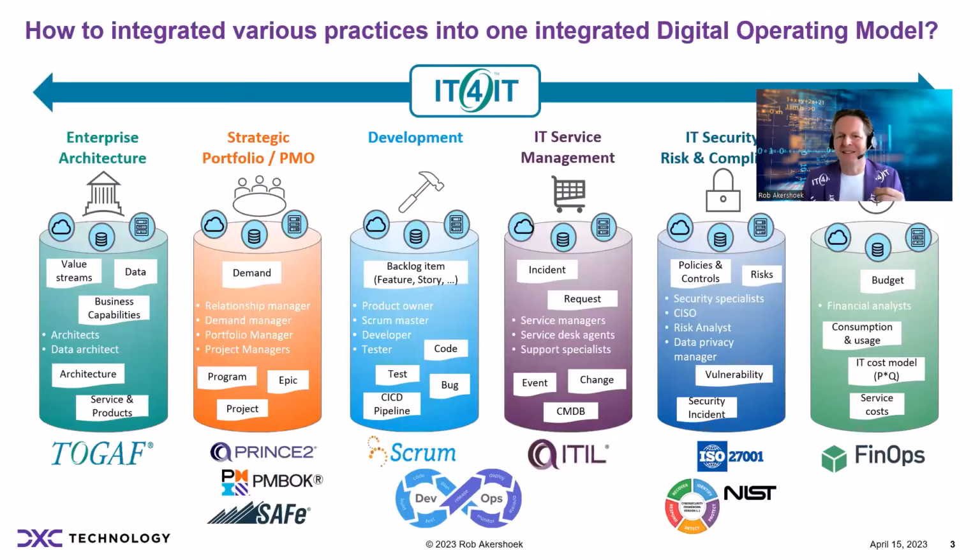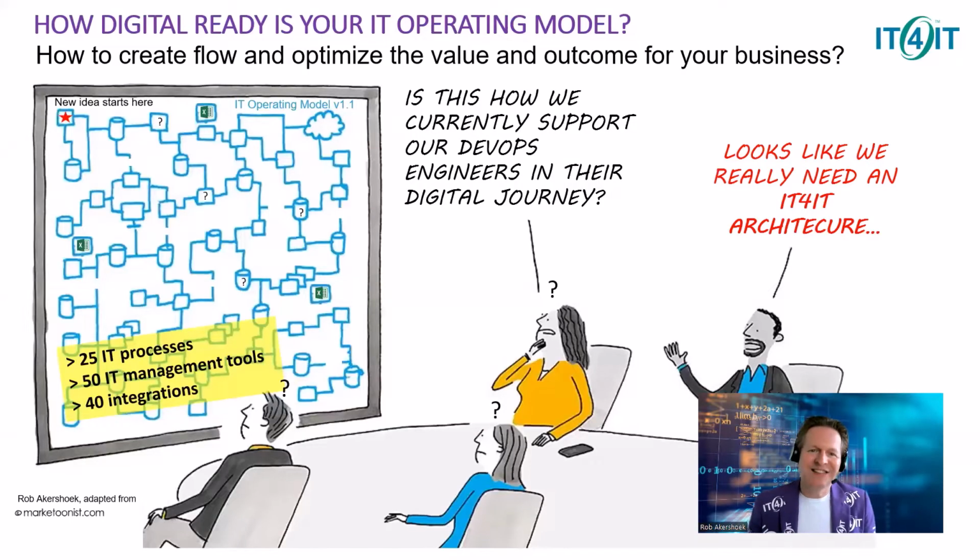Also, there are very many practices that we need to leverage. For example, TOGAF for enterprise architecture, Scrum for agile development, ITIL for service management, DevOps, security, risk, finance, and so on. But how do we bring all these practices together in a more integrated digital delivery model? And this is where the IT for IT standard comes to the rescue. Many organizations now realize that they need an IT management architecture to implement this new digital operating model.